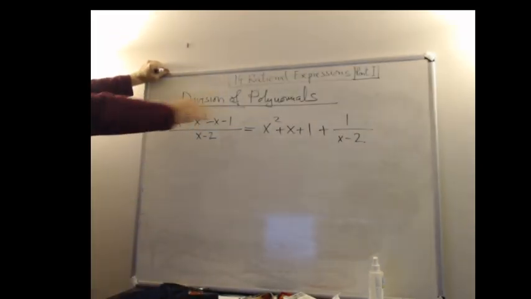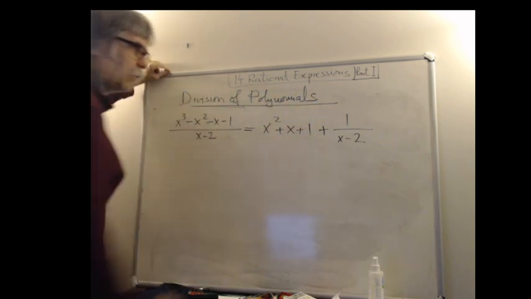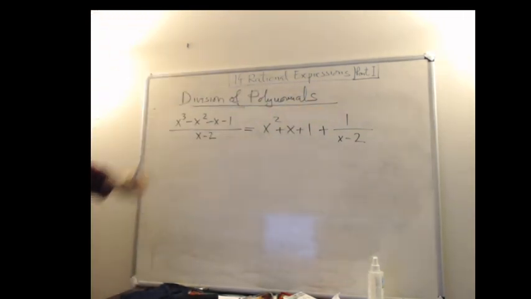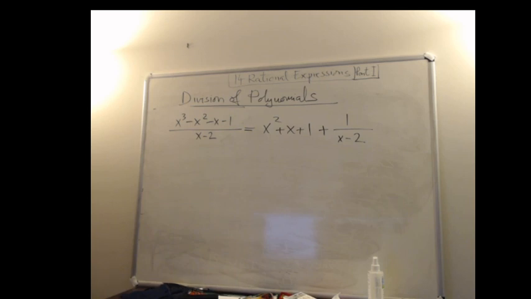If you don't believe that this and this are equal, take an x, 3, all right, I don't know, 1.7, use a calculator. Put it here, put it here. I claim it will turn out to be the same.